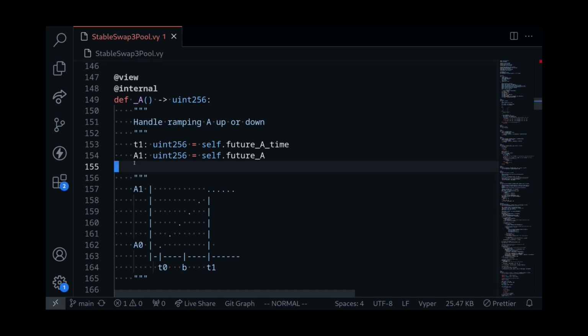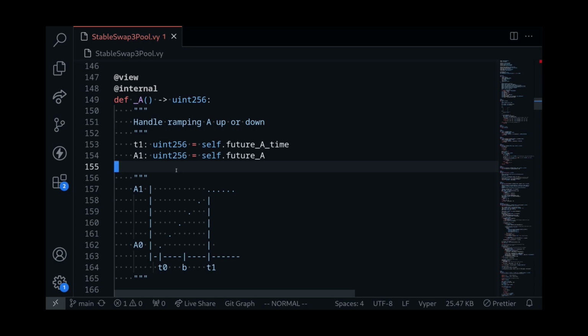Let's take a look at how this A parameter is calculated inside Curve V1's AMM. The contract that we'll take a look at is called StableSwap3Pool. This is a contract that is deployed on the mainnet, and it holds DAI, USDC and USDT. The function that calculates the current A parameter is called _A. The owner of this contract can set a new A parameter.